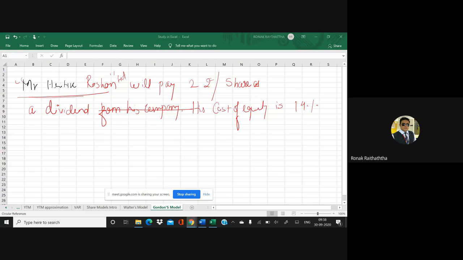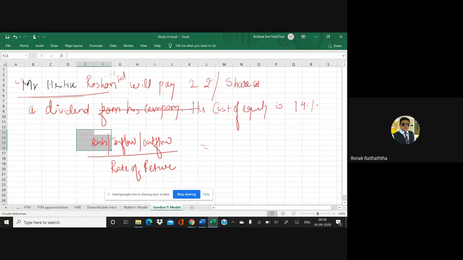What was the perpetuity? Perpetuity was a cash inflow or outflow. It can be an inflow, it can be an outflow. Some people call it an installment as well, some people call it something else. So whatever the amount that we are paying or receiving, divided by the rate of return, that was the perpetuity formula we were using to find the present value of a perpetual annuity. So here in this case as well, we are going to use the same formula.